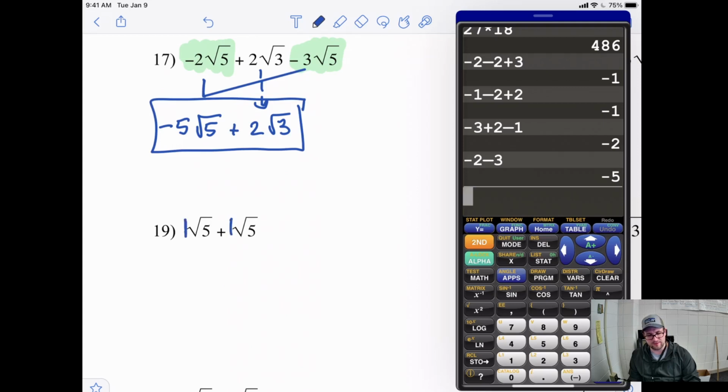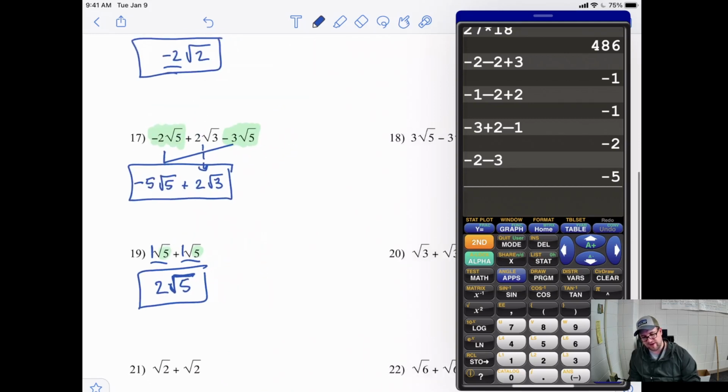Don't be afraid to put in 1s. If I have 1 square root of 5 plus 1 square root of 5, look, these are like radicals. So I'm going to keep that square root of 5. 1 plus 1 is 2, which makes this our final answer.